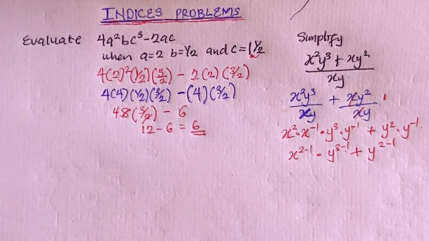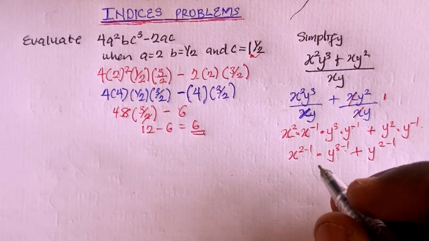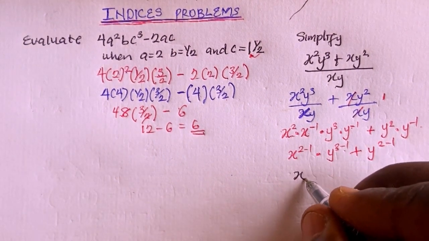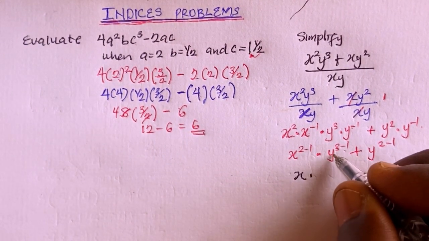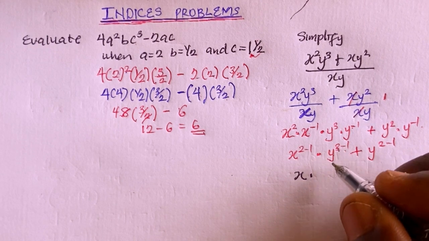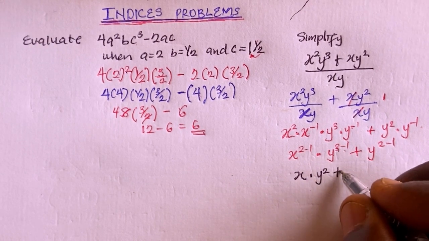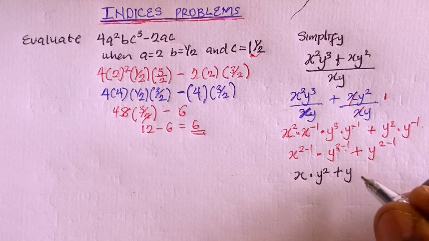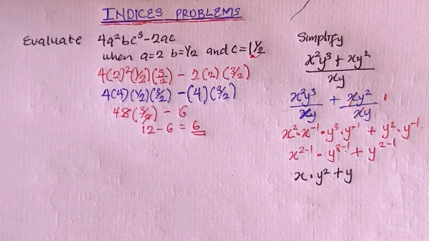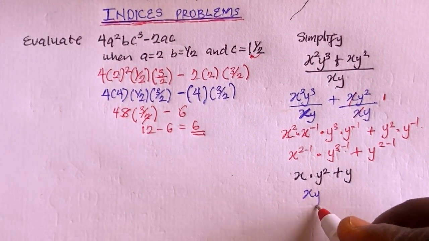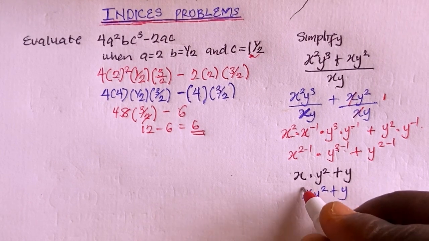So now I'll go ahead and simplify more. Here I'm going to have x, then multiply y raised to the power 3 minus 1, which is y squared. Then plus y raised to the power 2 minus 1, which is y raised to the power 1. So now the final answer is going to be x y squared plus y, which is the final answer.